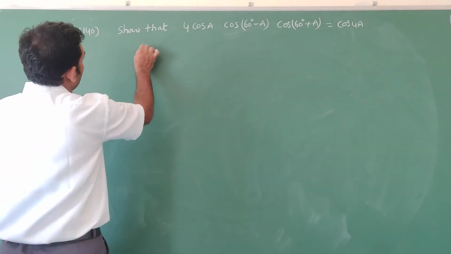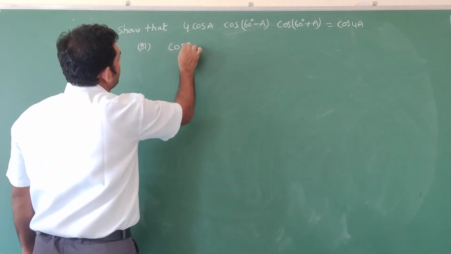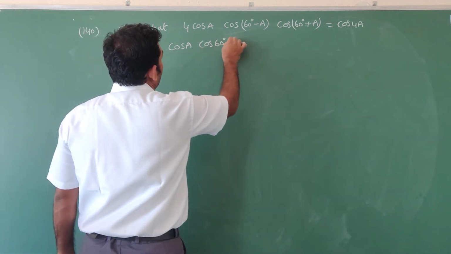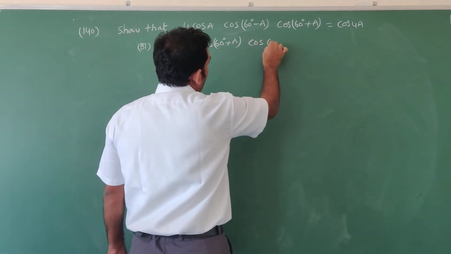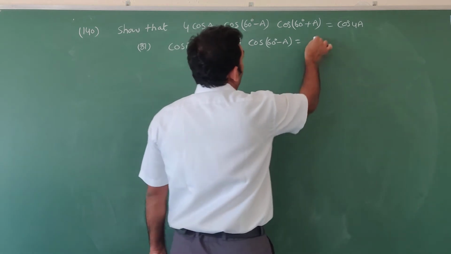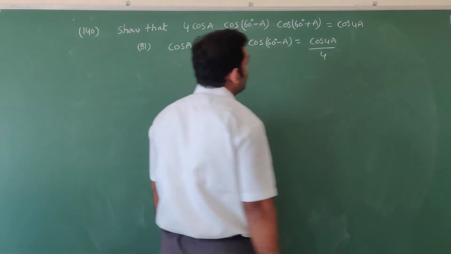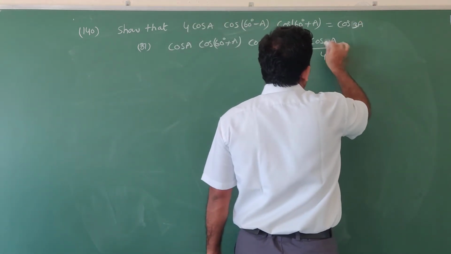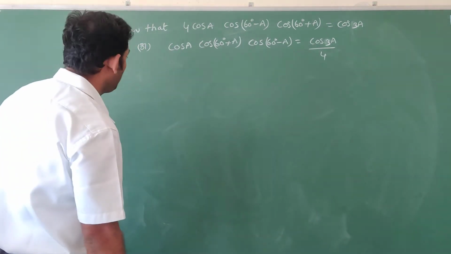So this question may be asked in this way also: cos A cos 60 degrees plus A cos 60 degrees minus A is equal to cos 3A divided by 4. Now see that simplification.